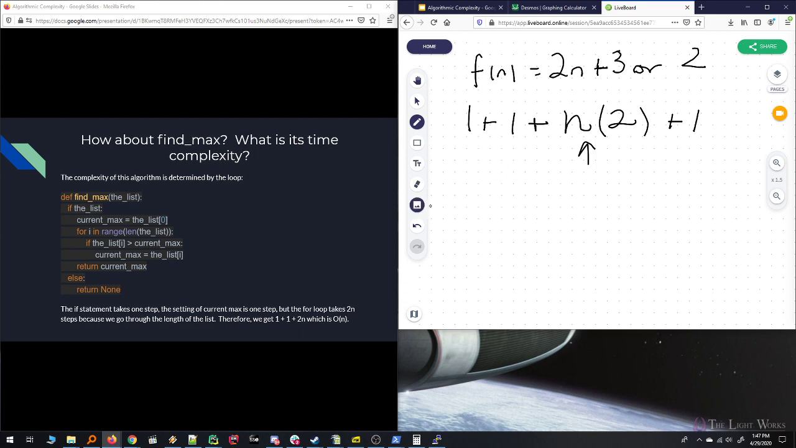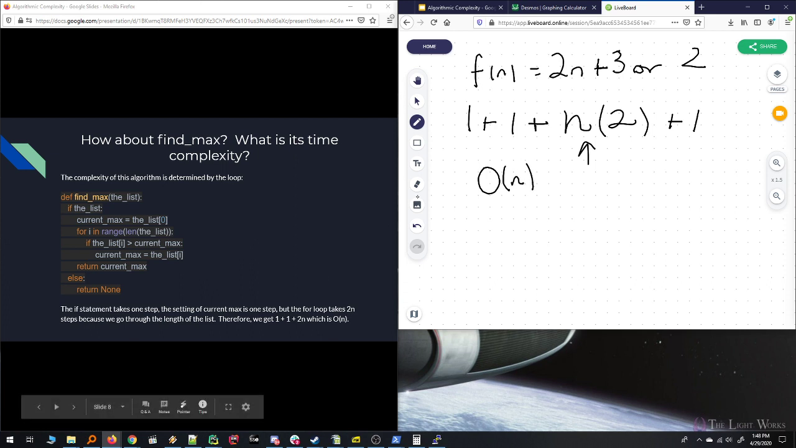So, okay. Let's think about what we can say about this. So what I'm going to say is that this algorithm is big O of n, right? Now, why am I going to say that? Because 2n plus 3 is big O of n. And why is that the case, right? It's the case because we get to choose the constant, right?